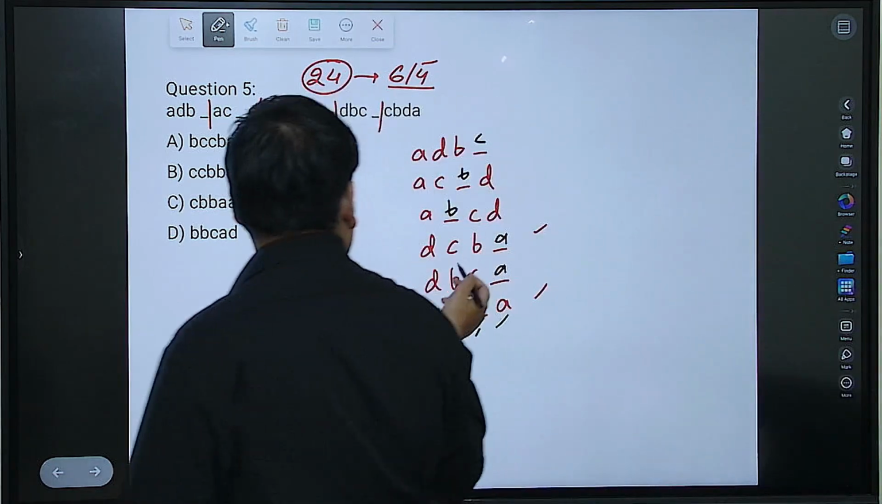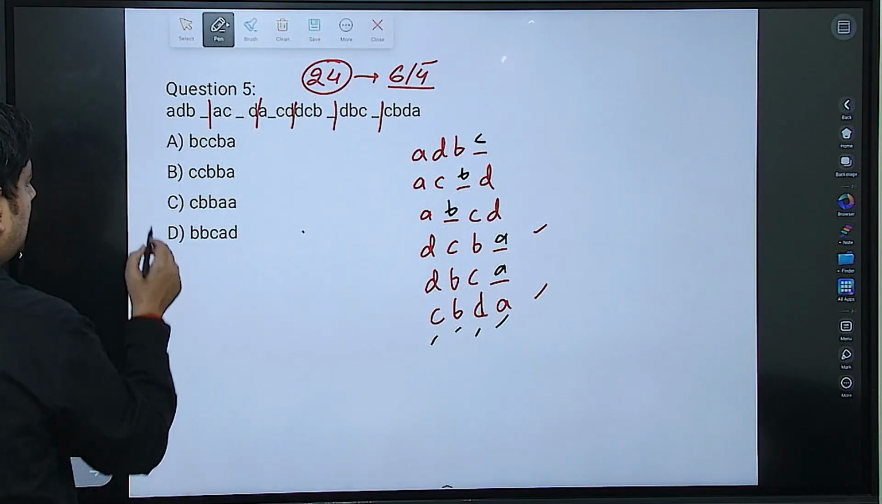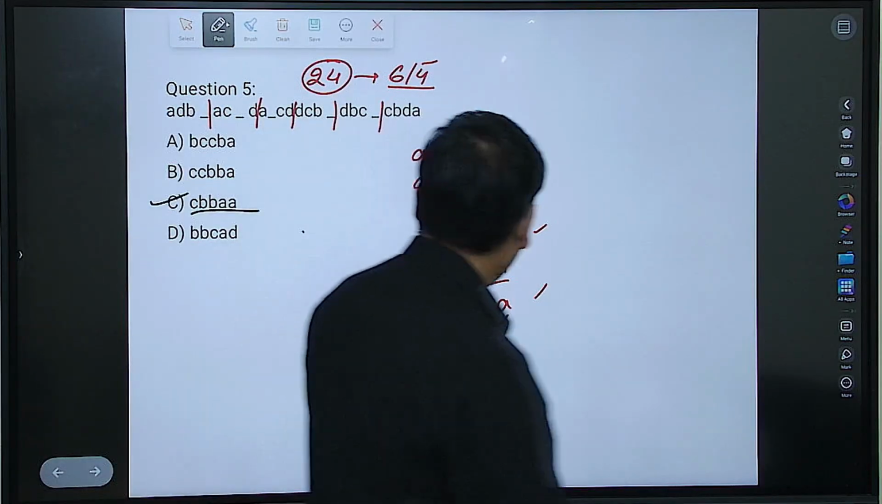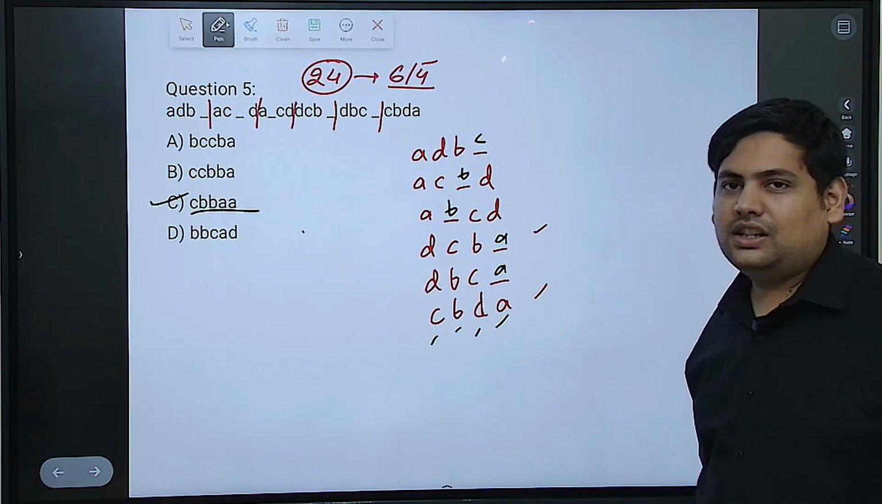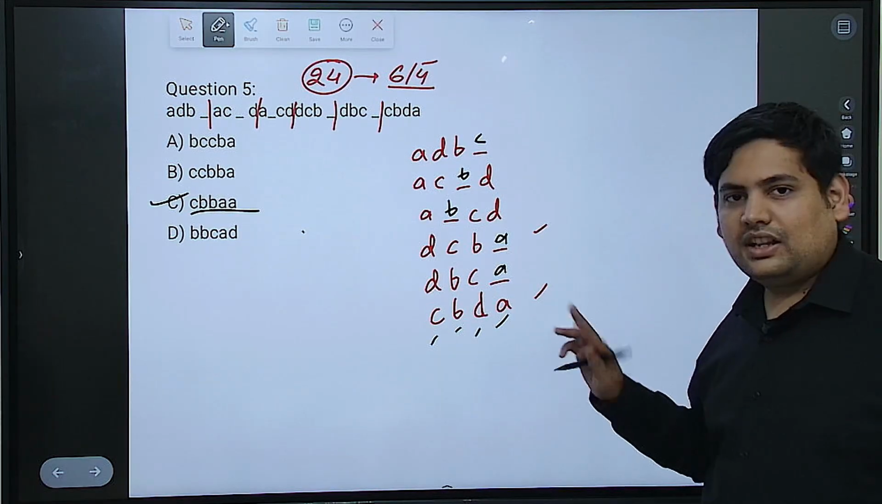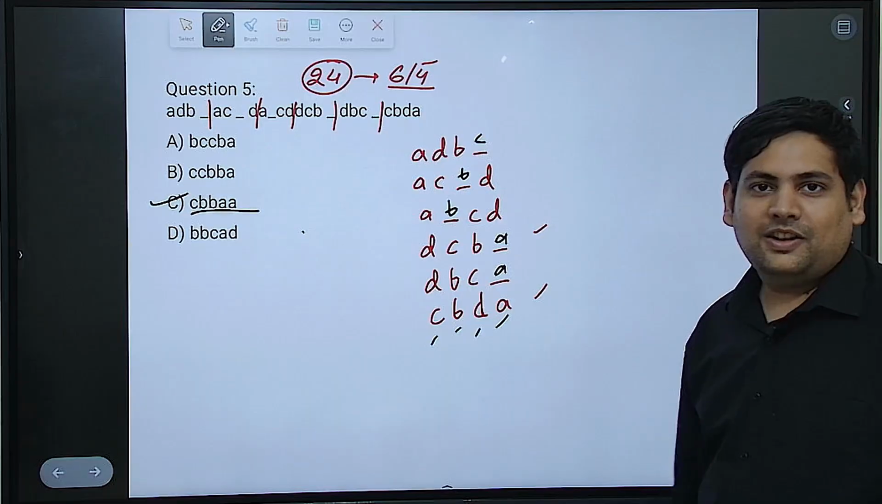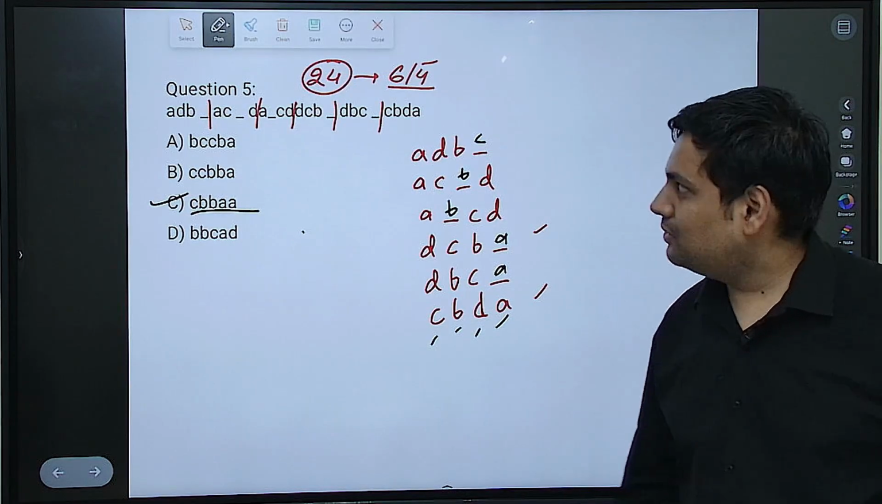So you get C, double B, double A, C, double B, double A. That's it. Simple. If you follow that flow chart, it becomes very easy. Otherwise, identifying this, that becomes difficult. Understood? Okay. Let's move forward.